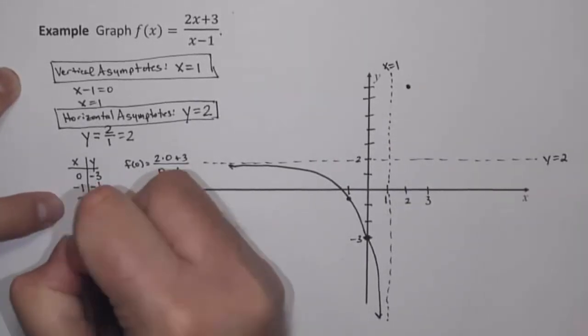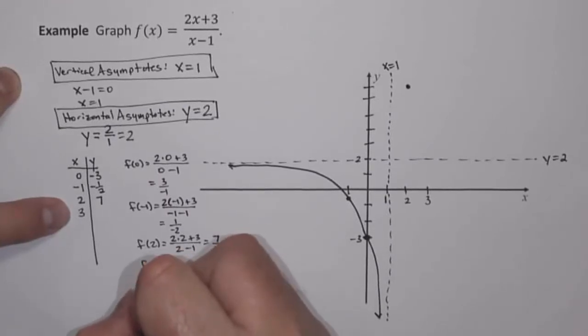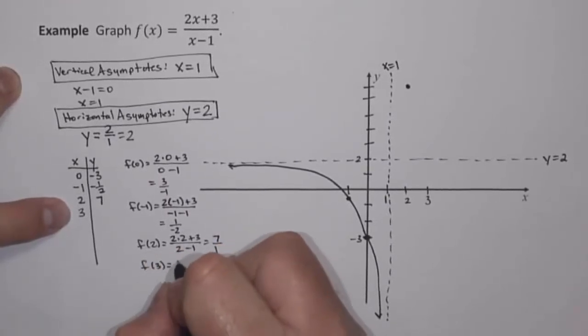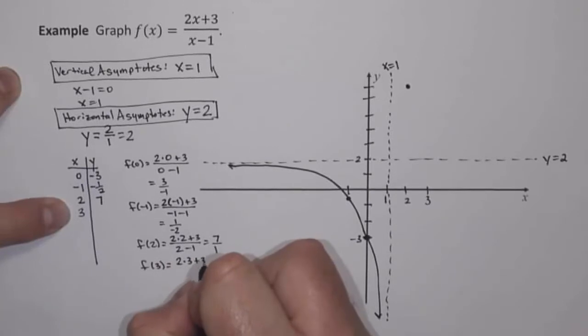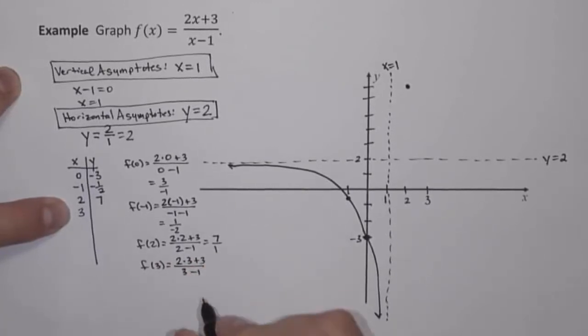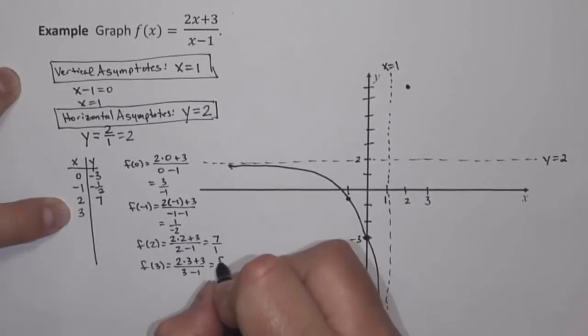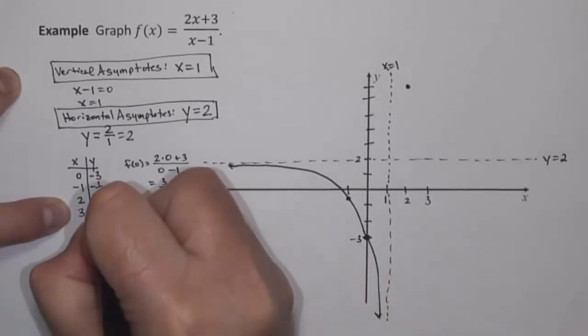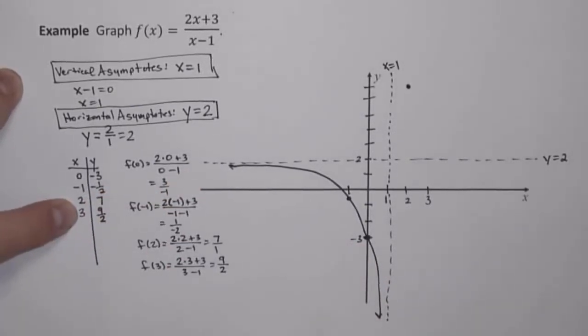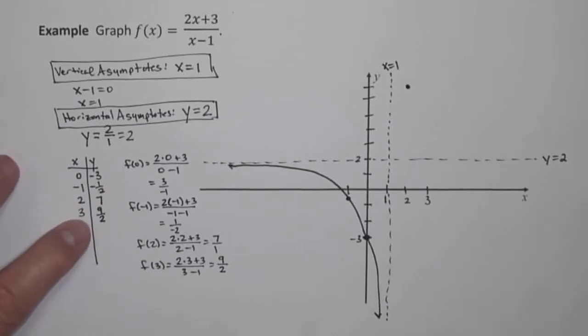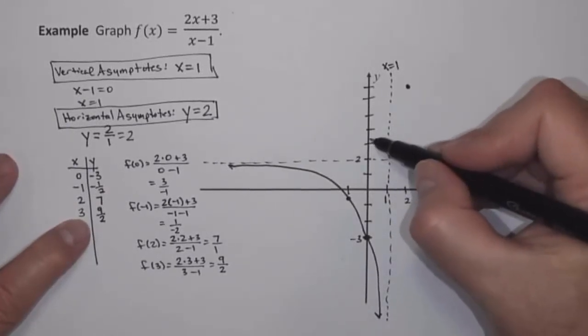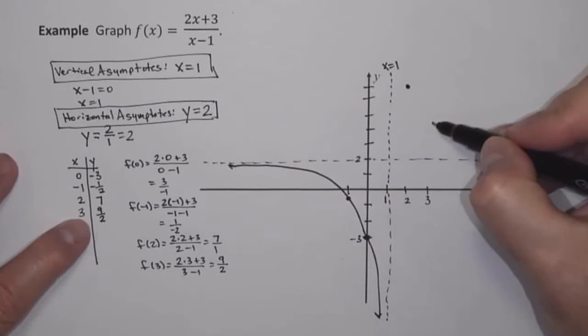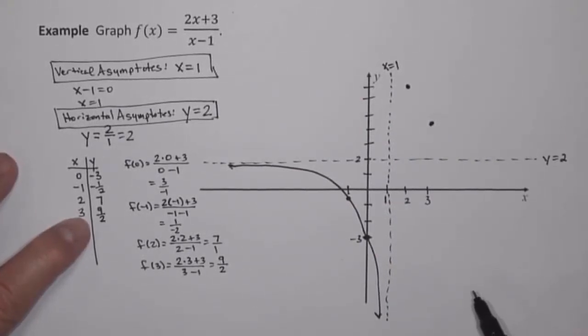If I substitute in 3, well, f of 3 is going to be 2 times 3 plus 3 over 3 minus 1. Well, 2 times 3 is 6. 6 plus 3 is 9, so 9 over 3 minus 1 is 2. So I have the point (3, 9/2). Now 9/2 is the same as 4 1/2. So here's 2, 3, 4 1/2 would be around here. So (3, 9/2) would be around that point there.